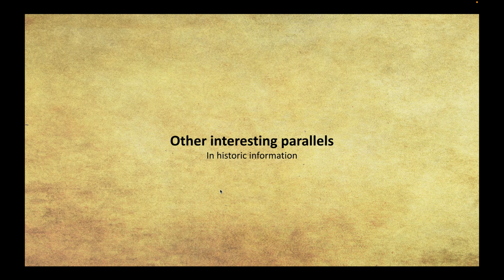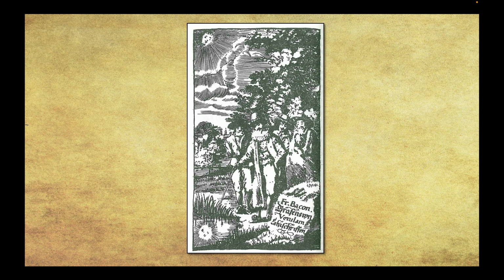Then we have some other interesting parallels. And this is, of course, Bacon pointing at water in some kind of bend here. We have trees all over. It doesn't look like a sea, it looks more like a pond. And of course, you have the sun reflecting here.